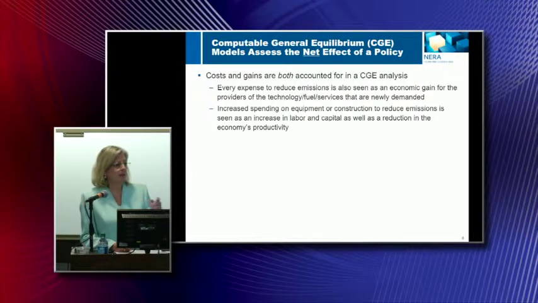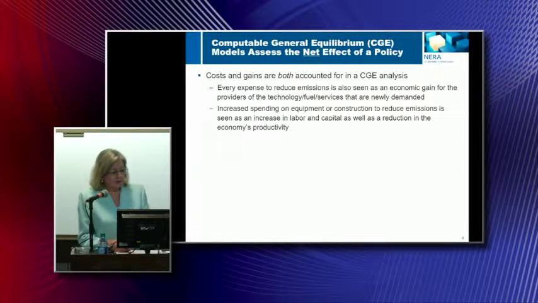If you want an analogy in scientific terms, it forces a mass balance. It preserves mass across the economy, except to the extent that some of that mass may be thrown out if it's totally non-productive. But the point is, every expense to reduce emissions is also seen as an economic gain for the providers of those technologies or fuels or services that have newly become demanded as a result of the regulation.